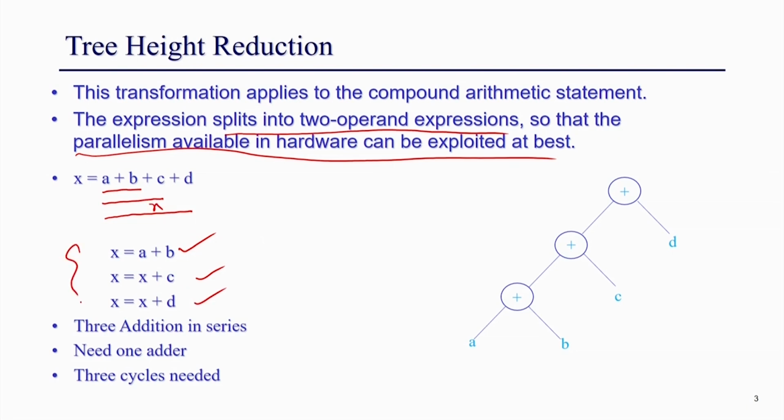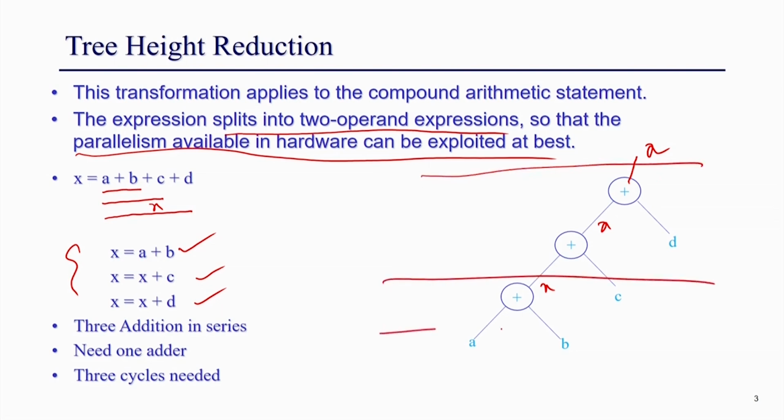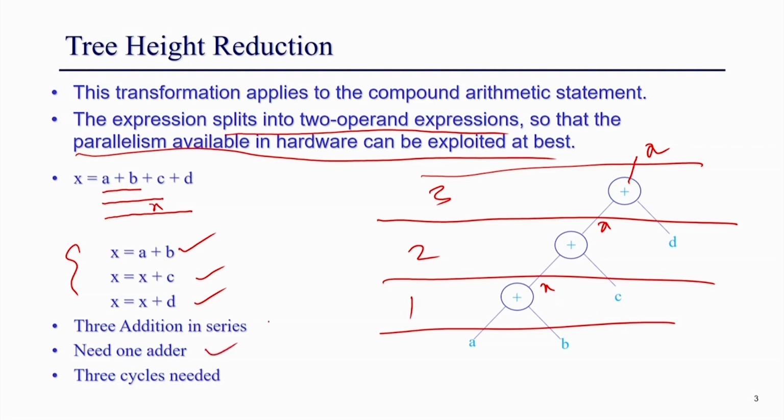If we draw that dependency, we compute a plus b here, this is x, then x plus c, this is x now, and then this is the final x, right. You can see there is a sequential dependency among these operations, and I need 3 cycles, because I execute this in time step 1, then this in time step 2, and this in time step 3. So, I need 3 cycles to execute this behavior. Since in each time step only one addition happens, I need only one adder, but 3 cycles.